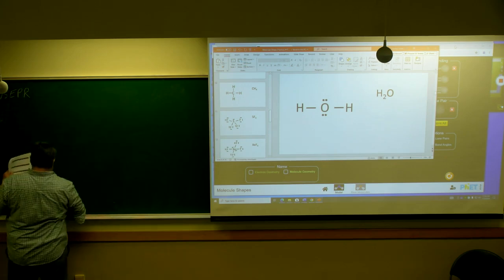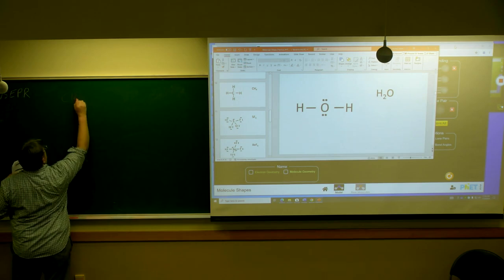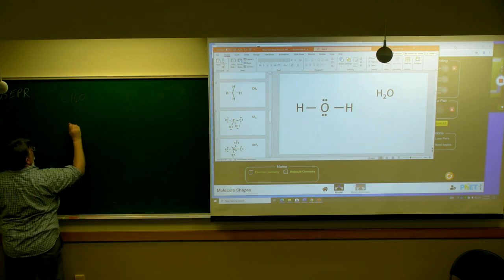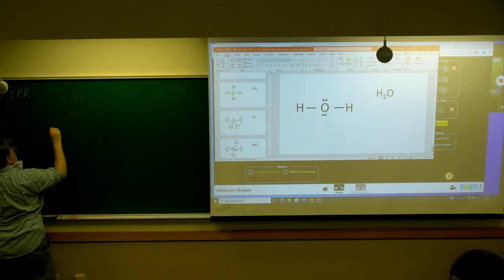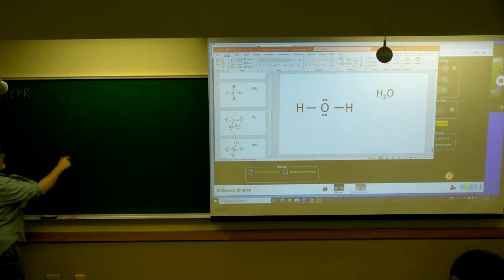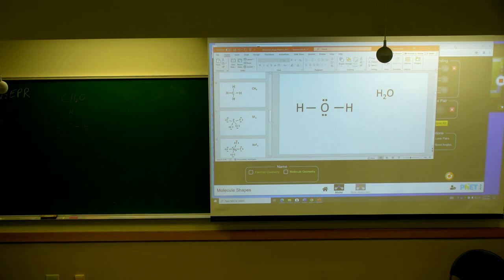CH2O. Carbon in the middle. So if we completed the Lewis structure, we would end up like that. Okay, carbon. What's the electron geometry for carbon? How many domains are around it? 3. So it's trigonal planar. No pairs of electrons, so it's trigonal planar.